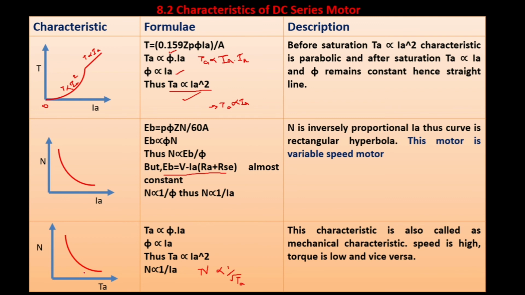Now, very important thing to note about DC series motor is that they are variable speed motors, and in case of DC shunt motor, they are the constant speed motors.